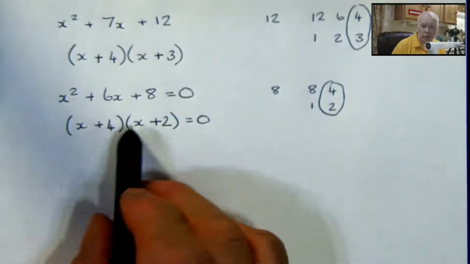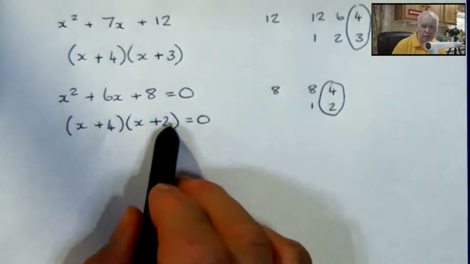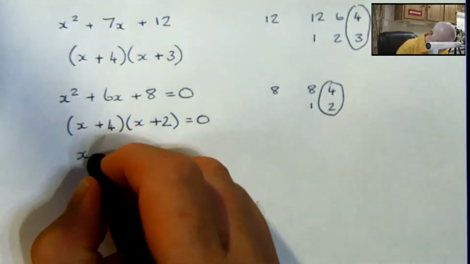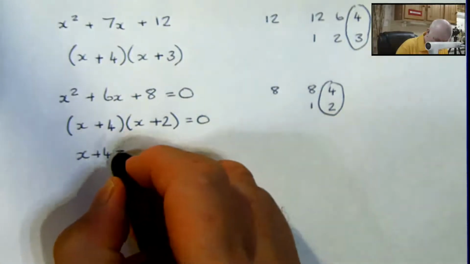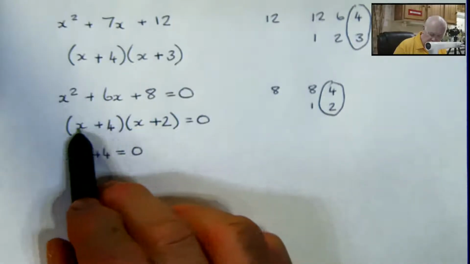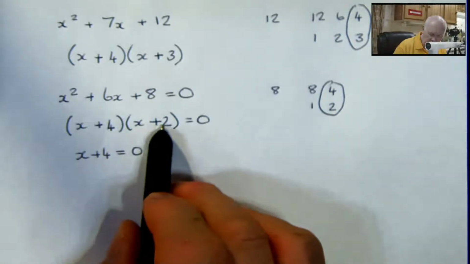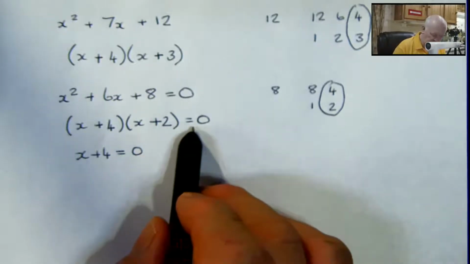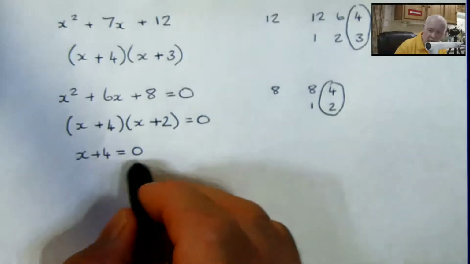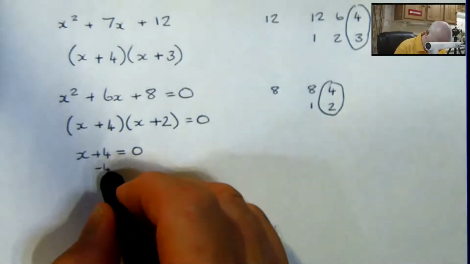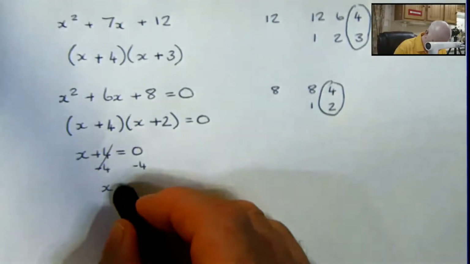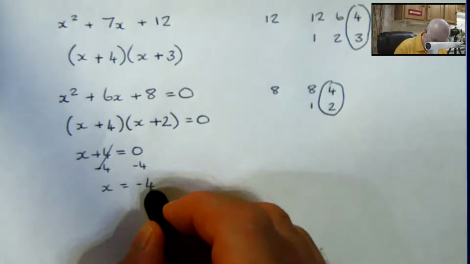Now I know that this number times this number makes 0. So I've got x plus 4 equals 0, because if this is a number and we multiply by 0, it's going to give us 0. So we're going to assume that x plus 4 equals 0. Take the 4 over to the other side, so we're going to take away 4 from both sides, and we see that x equals minus 4.